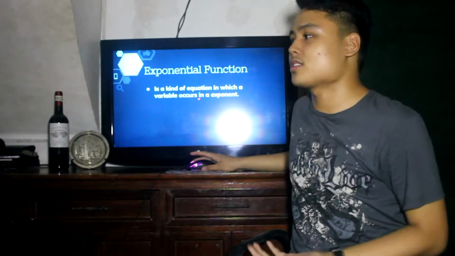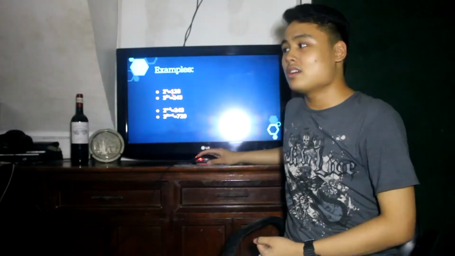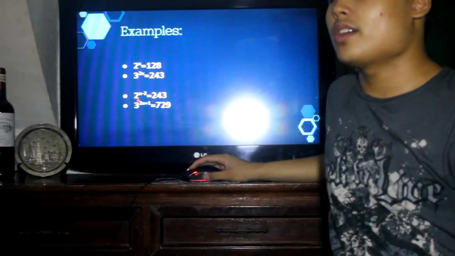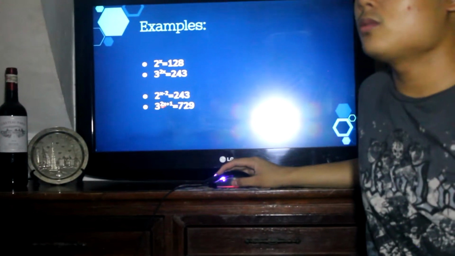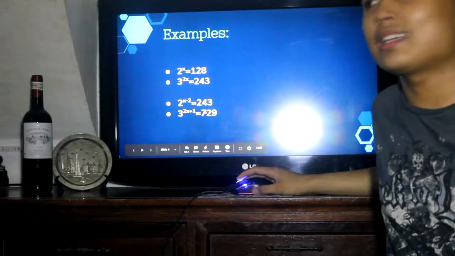So, for examples, 2^x is equals to 128. 3 raised to 2x is equals to 243. 2 raised to x minus 2 is equals to 243. And 3 raised to 2x plus 1 equals to 729.